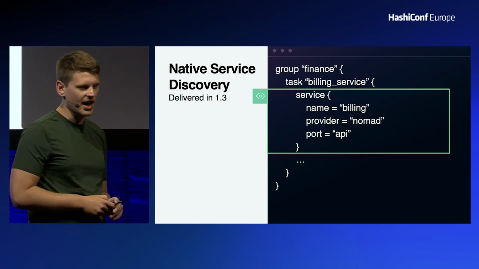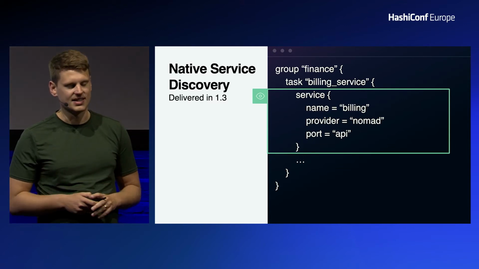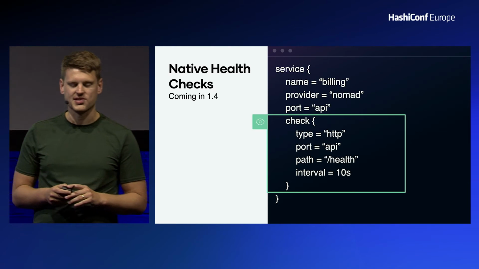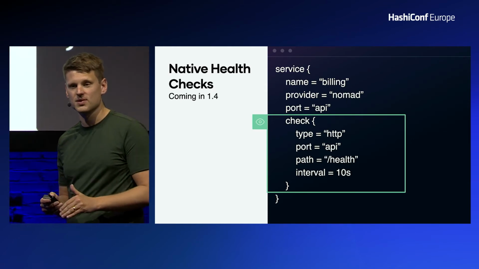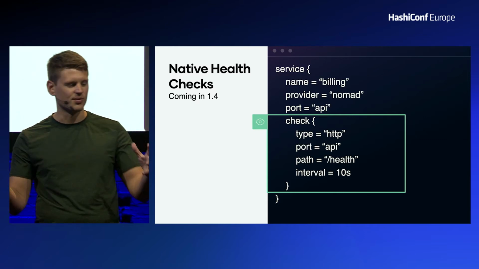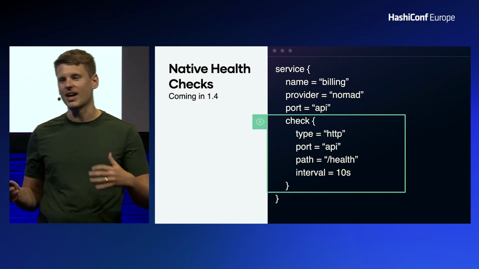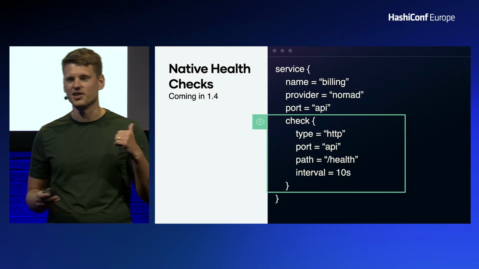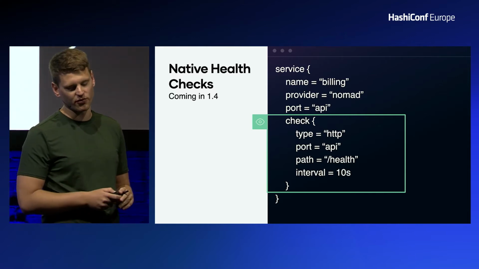And another thing that we added, or we're about to add, is native health checks coming right into Nomad. So this is very similar to Consul health checks. A lot of people said, hey, the service discovery stuff in 1.3 is fun, but I can't put it into production until this is in Nomad. And so we're adding this into Nomad in 1.4.